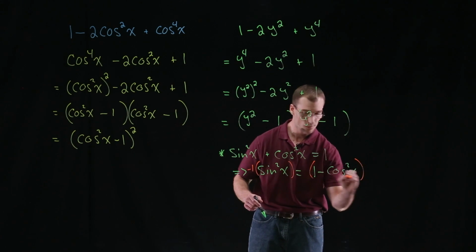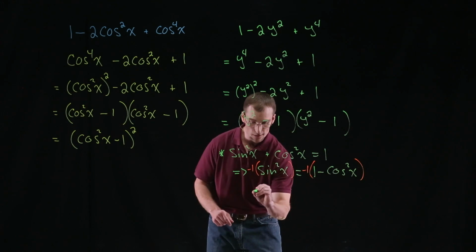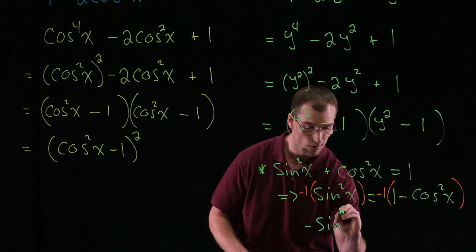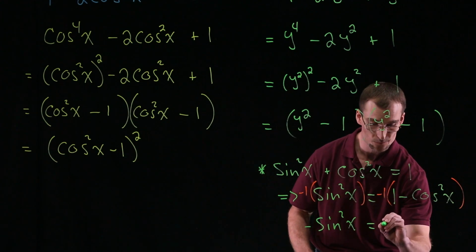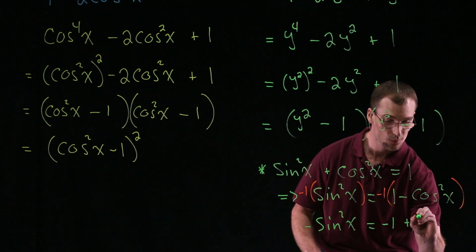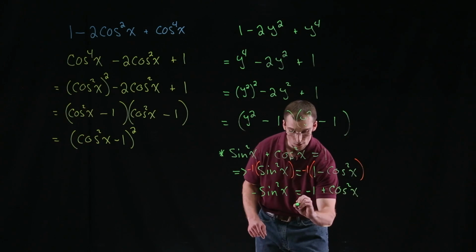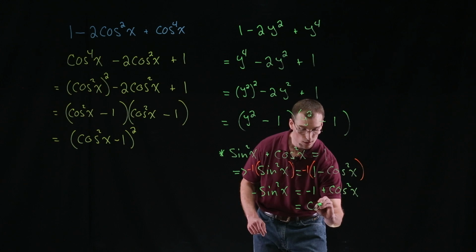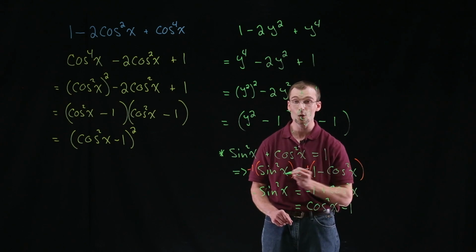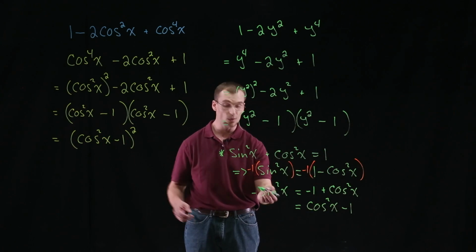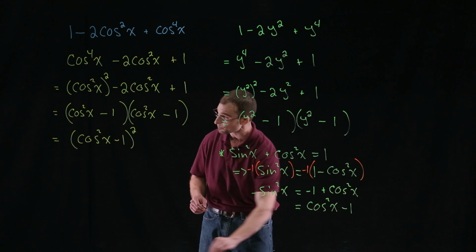Multiply through both sides by negative 1. Our negative here would get us negative sine squared x. Distributing with our negative, we have negative 1 plus cosine squared x. And just reversing the order, we can write this as cosine squared x minus 1. So cosine squared x minus 1 is equal to negative sine squared x. So that is what we can use to simplify.